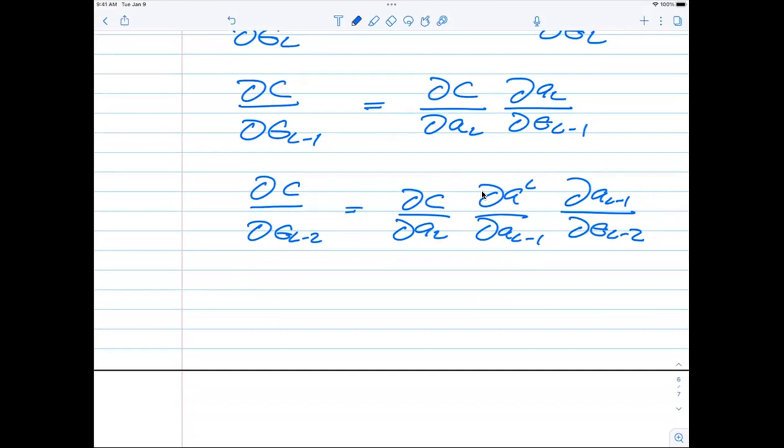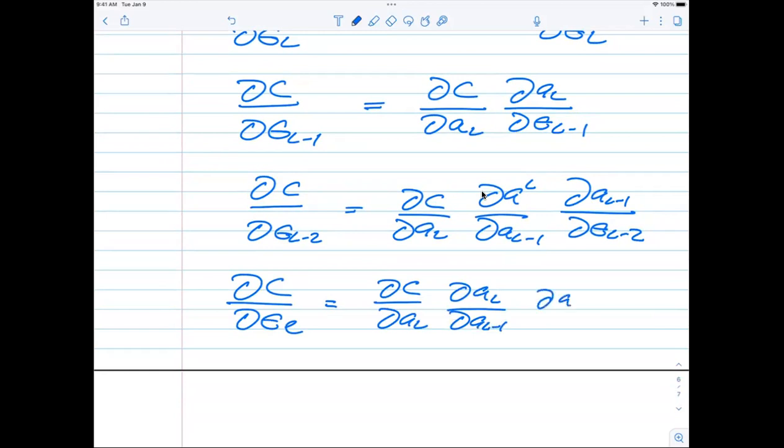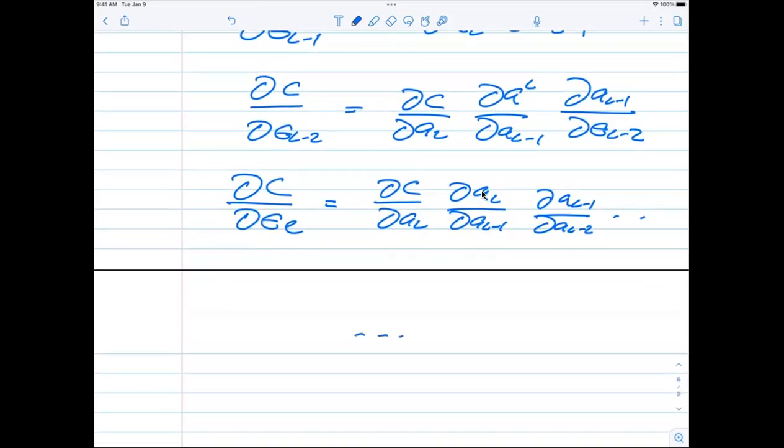So that means that we are going to see something like a dC d theta of L, which is simply going to be given by a dC dA of L, dA of L, dA of L minus 1, dA of L minus 1, and then I have a dL minus 2, and this continues all the way till I have a last one, dA of L plus 2, dA of L plus 1, and then I have a d theta of L here. So the backpropagation algorithm is just a repeated application of the chain rule, nothing more than that.